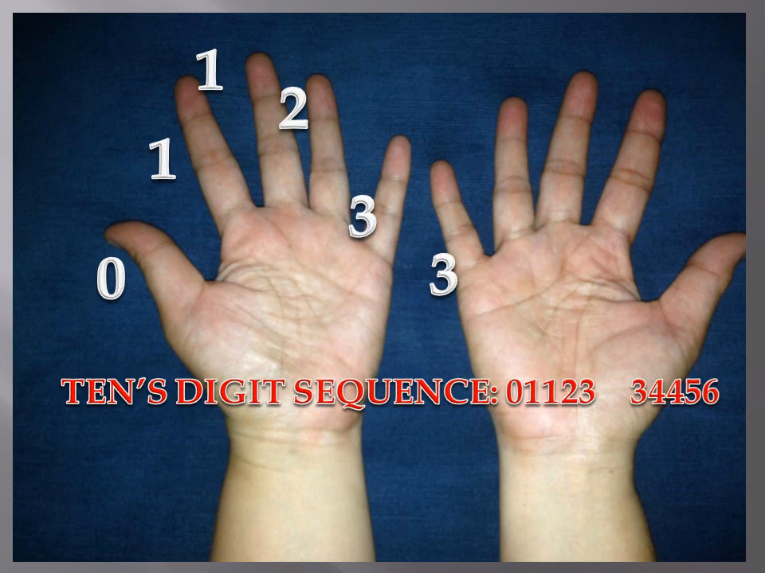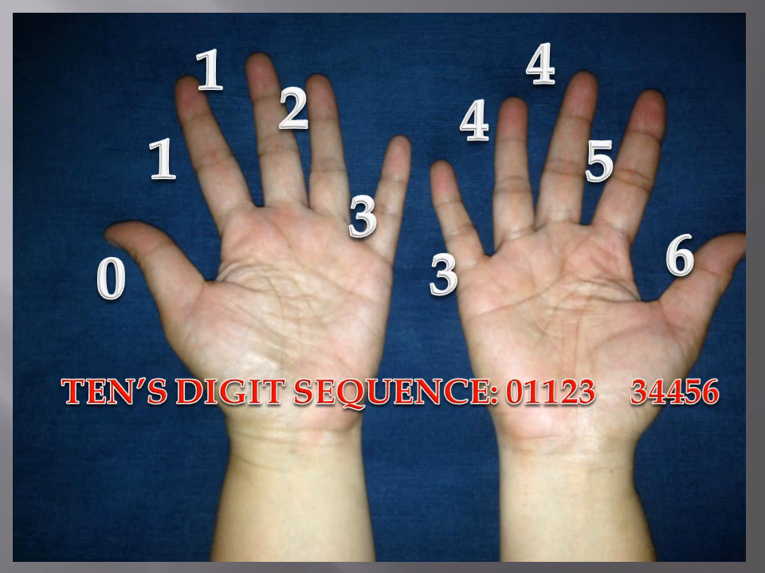Proceeding to the right hand, we have another 3 for the sixth finger as the tens digit. We have also 4 for the seventh finger and 4 for the eighth finger, 5 for the ninth finger, and also 6 for the 10th finger.